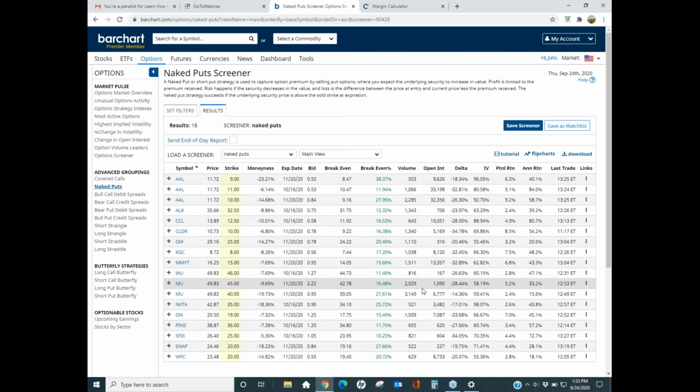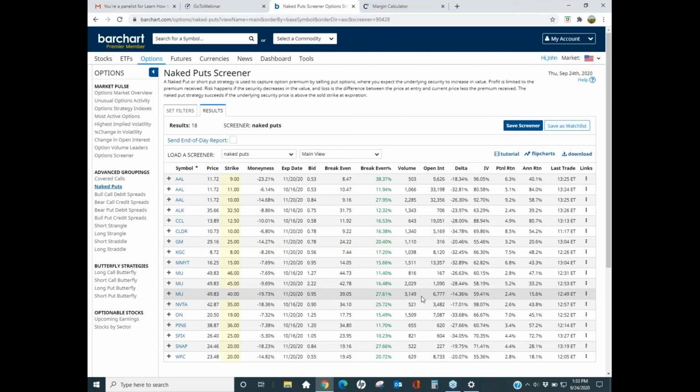The other thing that I want to point out to you is that today, notice that we see our volume here is 2,000 lots that have traded so far in the $45 strike. And the open interest of yesterday was only 1,000. So here we're seeing unusual options activity at that strike value. People are buying this option. They're paying that premium. That's good for us. That's what we want.